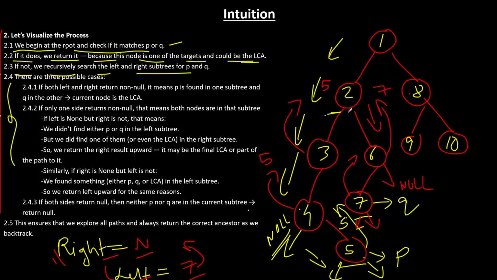Now if you see, we are back to 2, right? Now 2 has from the left hand side 5, and from the right hand side 7, right? Since we have both the left and right values, that means we have found P and Q both. And the node in which we are currently standing is of course the LCA for those particular P and Q. So in this case, you just return the root. So it returns 2 to 1.